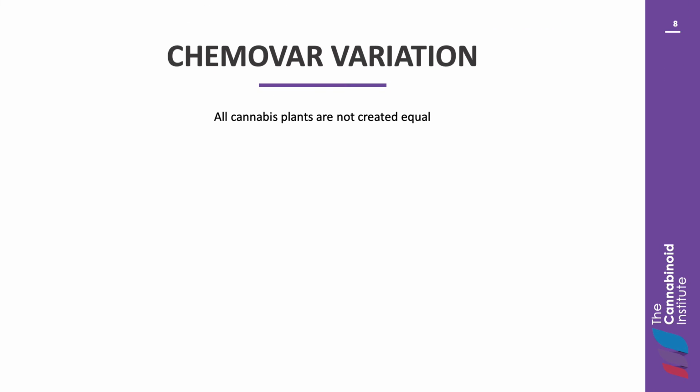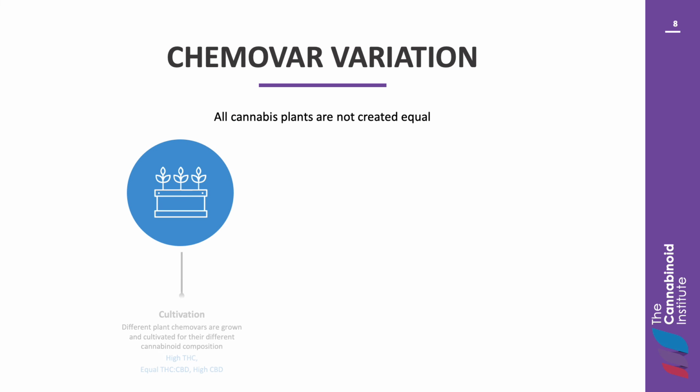It is important to understand that within the cannabis species, there are many different chemovars which are grown and cultivated for their different cannabinoid composition. Certain plants are very high in THC, some are high in CBD, and still others have a more equal ratio of both THC and CBD.